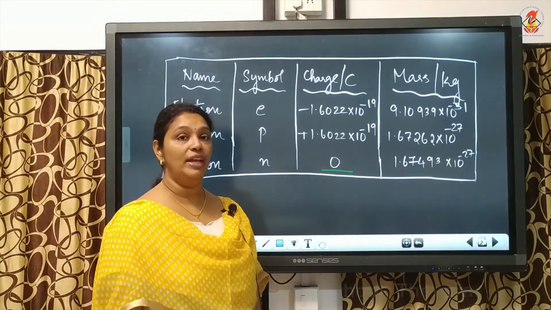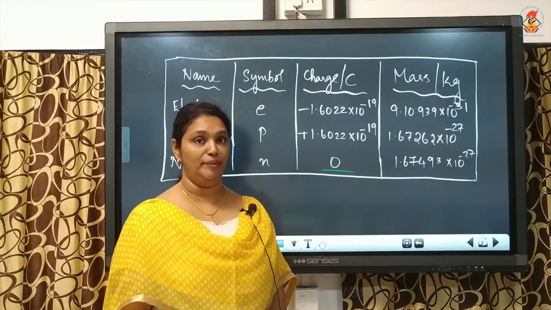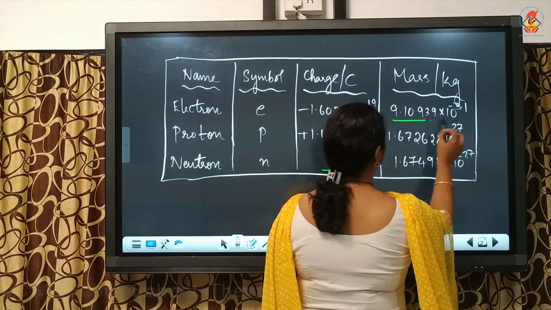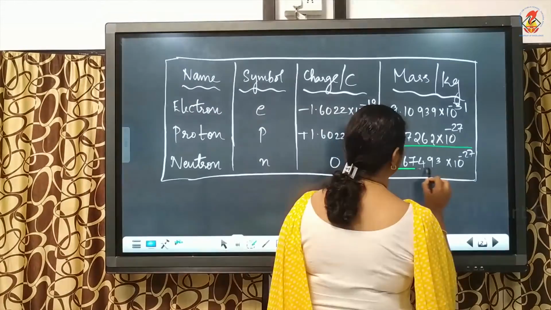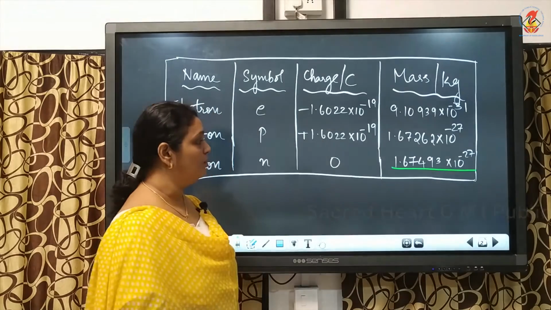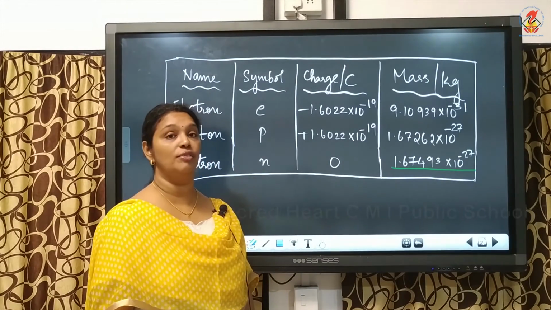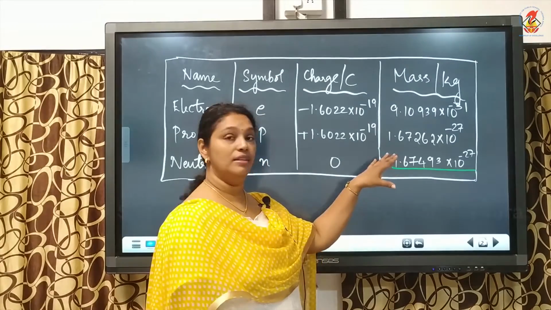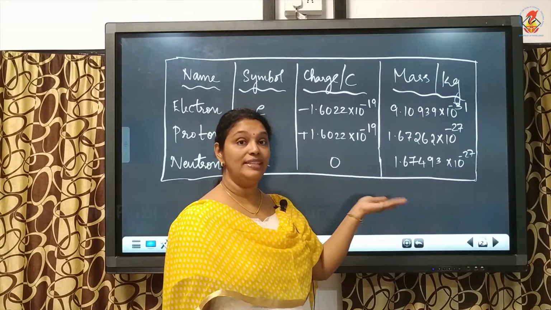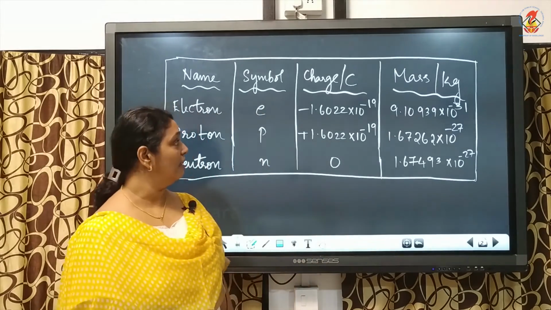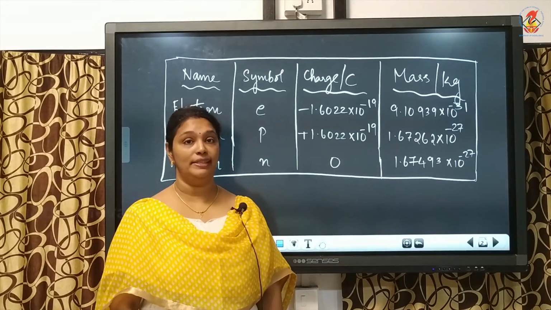Now in the last column we have the mass of these subatomic particles in kilogram. And the mass of electron is 9.10939 into 10 raised to minus 31 kilogram. Mass of proton is 1.67262 into 10 raised to minus 27 kilogram. And finally we have the mass of neutron as 1.67493 into 10 raised to minus 27 kilogram. When you check the masses of proton and neutron, they are almost nearly same, but you can see the mass of neutron is slightly greater than the mass of proton. So this is the charge and mass of the 3 subatomic particles.